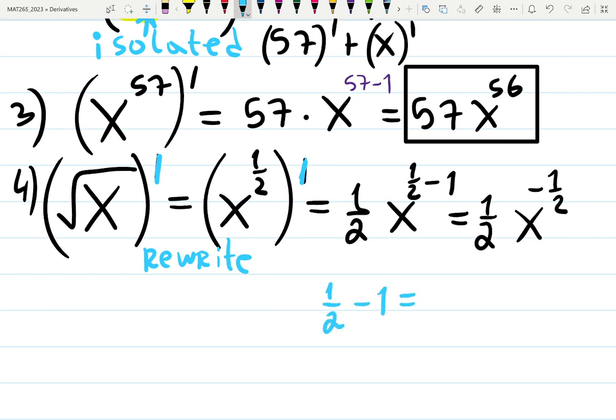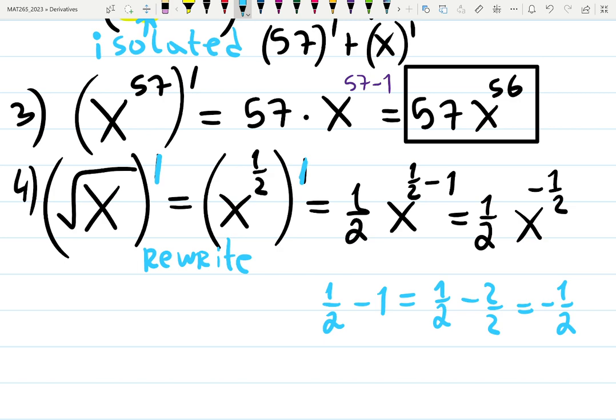1/2 minus 1. One is anything you want: 3 over 3, 4 over 4, 2 over 2. So in this case, keep in mind it's like 2 over 2 minus 1/2. Or you can imagine it as a dollar. You had 50 cents and someone took away a dollar from you. Well, now you have 50 cents missing. So that's money.